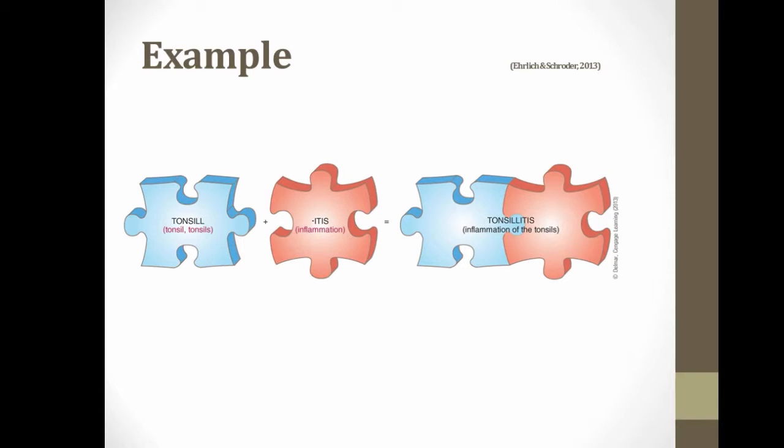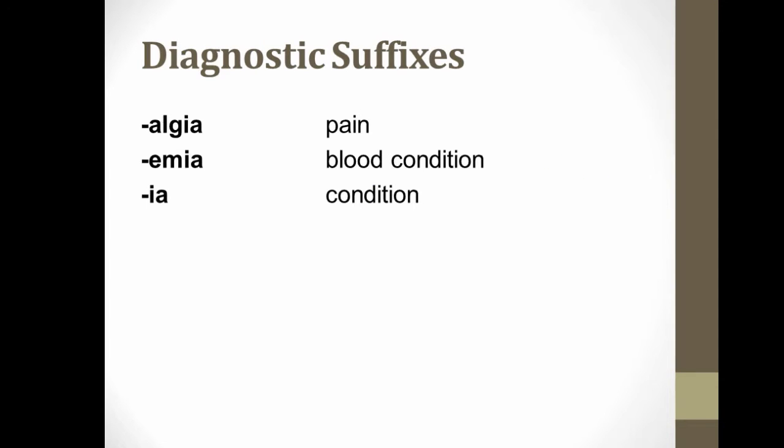An example is tonsillitis. Tonsil is your word root. Itis is your suffix. Itis means inflammation. So the word tonsillitis means inflammation of the tonsil. Slides 6 through 9 will provide examples of various diagnostic suffixes and their meanings.